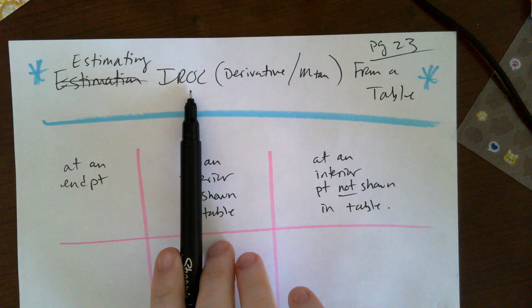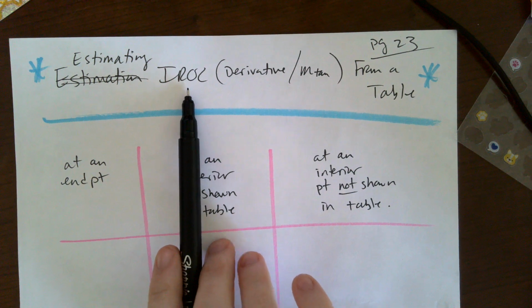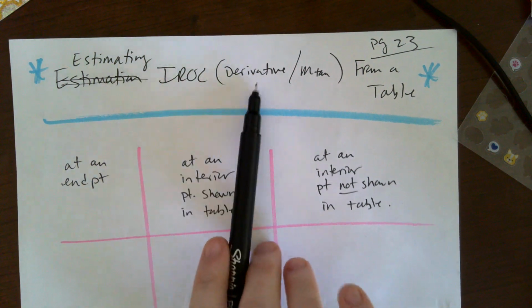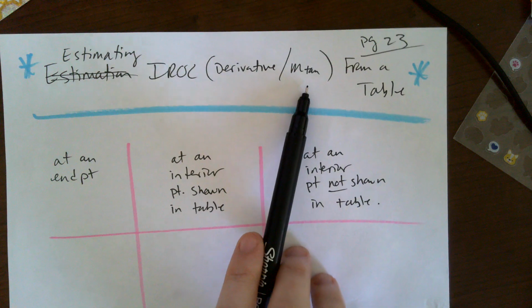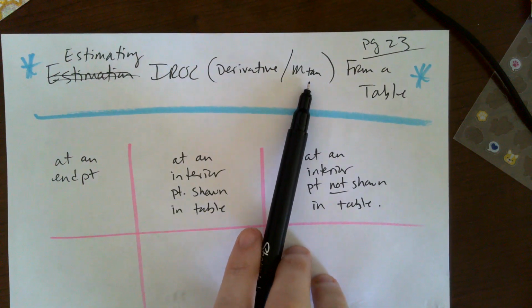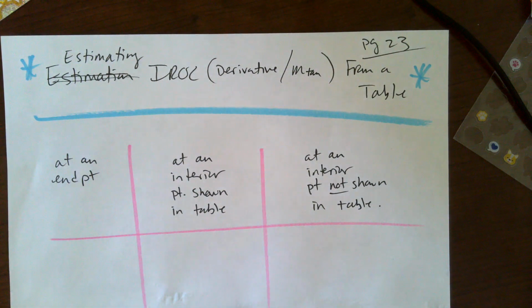Estimating IROC. IROC is instantaneous rate of change, also known as the derivative, also known as m-tan, which is the slope of the tangent line. So if you have a table of values and you know that the function is differentiable, which means that it is both continuous and smooth, you'll learn in the future why smooth is important. But if they tell you that something is differentiable, it means that you can take the derivative.